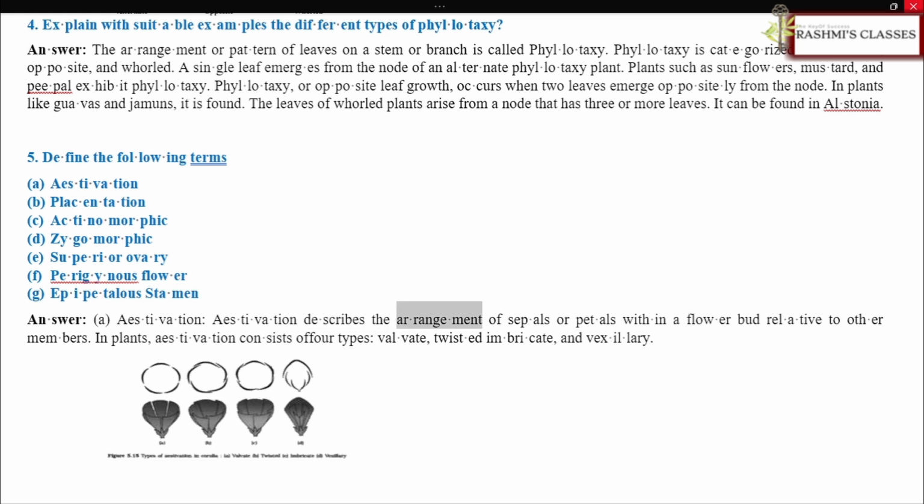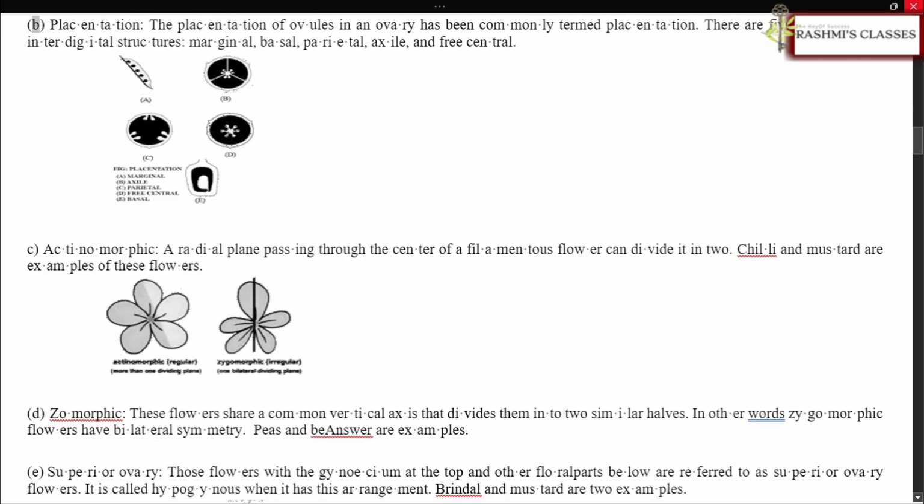Estivation describes the arrangement of sepals or petals within a flower bud relative to other members. In plants, estivation consists of 4 types: valvate, twisted, imbricate, and vexillary. B. Placentation. The arrangement of ovules in an ovary is commonly termed placentation. There are 5 basic types: marginal, basal, parietal, axile, and free central.